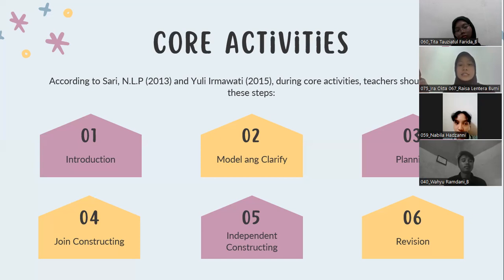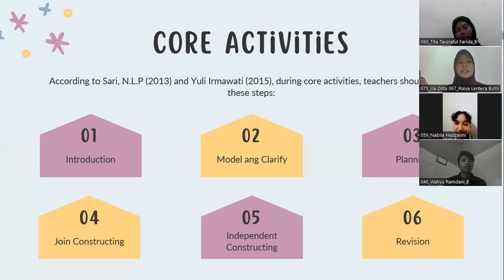And the next is independent constructing. In this step, the students have examined the model text and have jointly constructed a text in the genre. They now compose their own text on a related topic. This stage is individual work. However, the teacher is available to help the students in the process of composing their text.